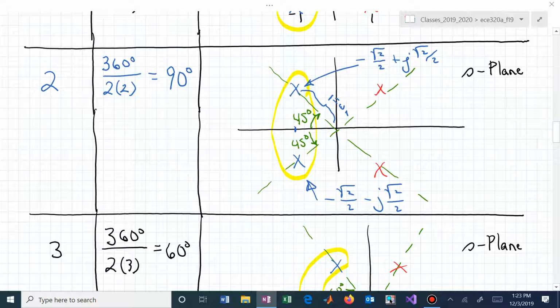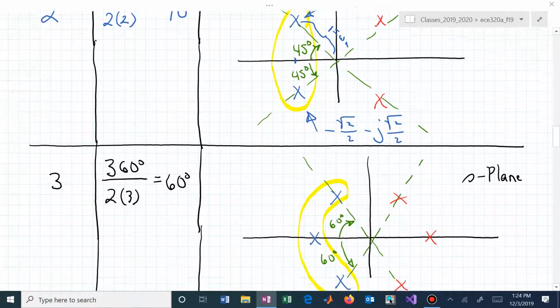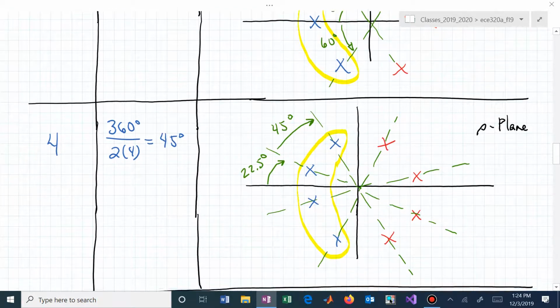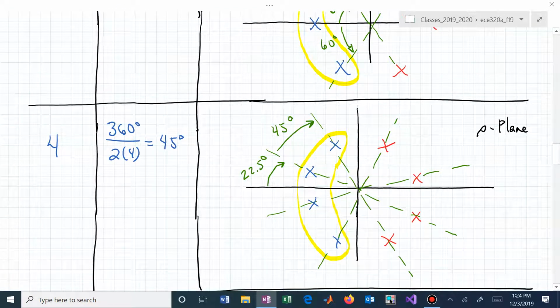That means now that first one is 22.5 degrees above the real line. The other one is minus 22.5 below. The first one above the real line is 45 degrees beyond it. This is now the picture for n equal 4.